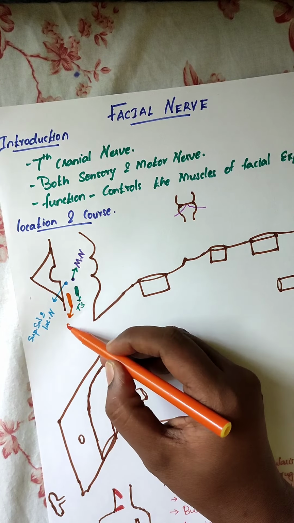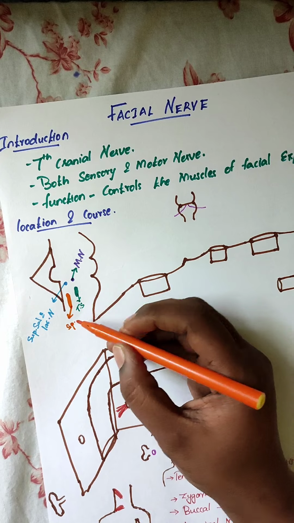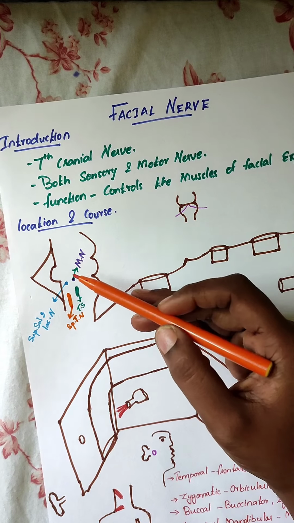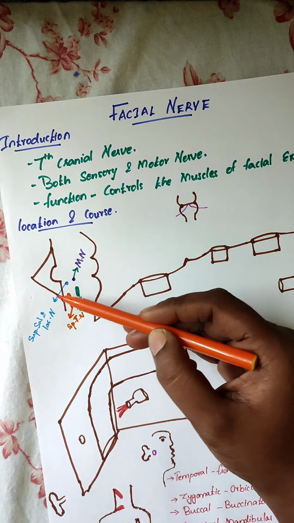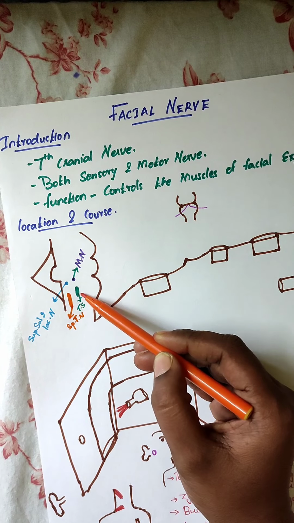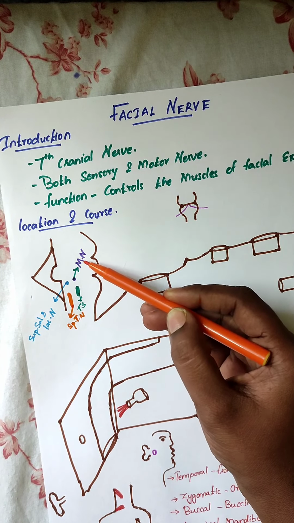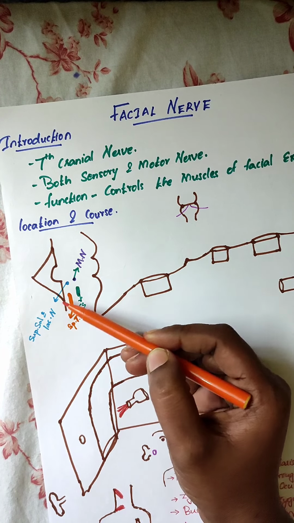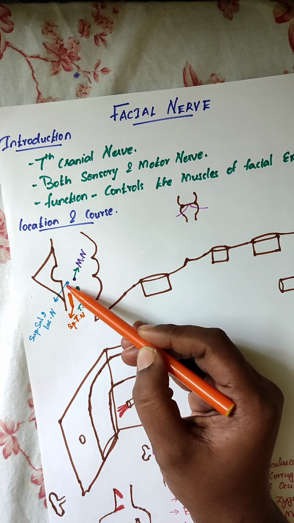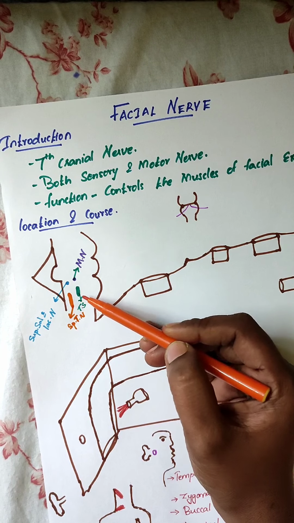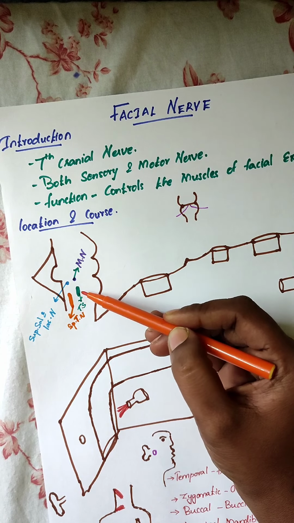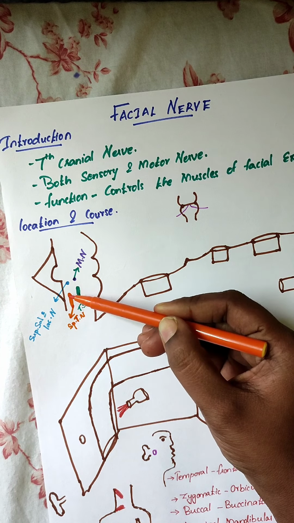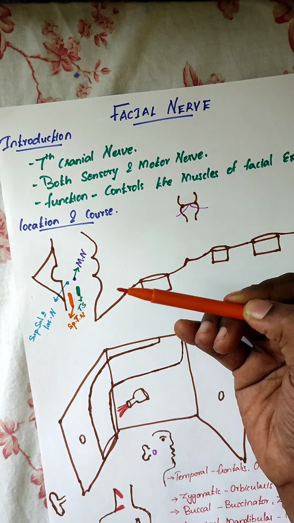This is the spinal nucleus of the trigeminal nerve. So there are totally three nuclei: the motor nucleus, the parasympathetic nuclei and the sensory nuclei. The motor nucleus is the proper facial motor nucleus. Next comes the parasympathetic nuclei, that is the superior salivary and lacrimal nuclei, which are situated in the lower part of the pons, posterolateral to the motor nucleus. And the two sensory nuclei are the tractus solitarius, which is situated in the medulla oblongata, and the spinal nucleus of the trigeminal nerve, which is situated in the medulla oblongata and also the upper part of the spinal cord.